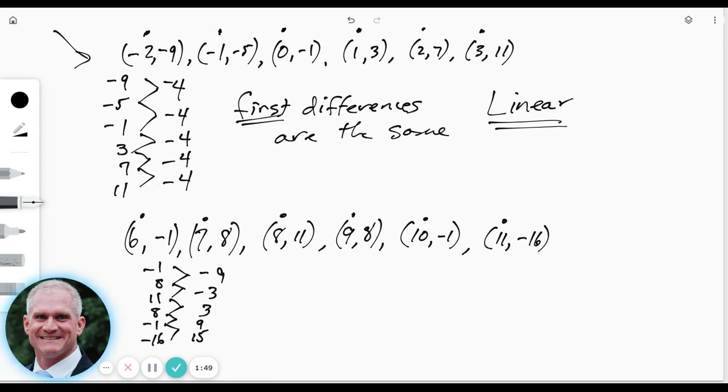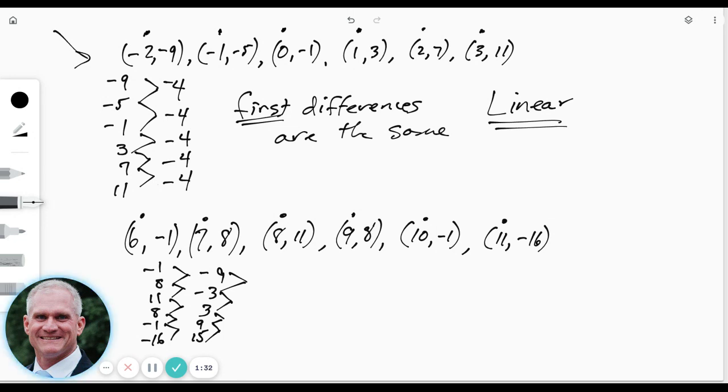So clearly these are not the same. -9, -3, 3, 9, and 15 are different numbers. So we do not have a linear equation. So now we try to find our second differences, and we do this by just looking at the second set of differences.